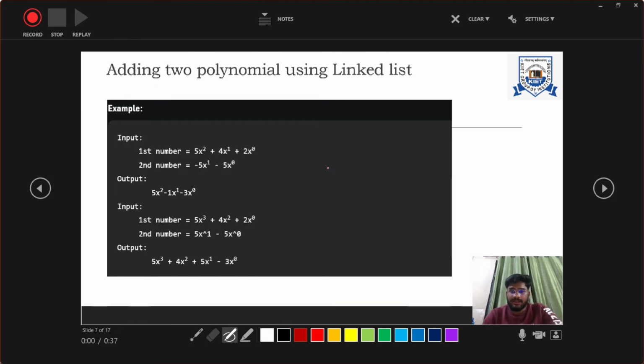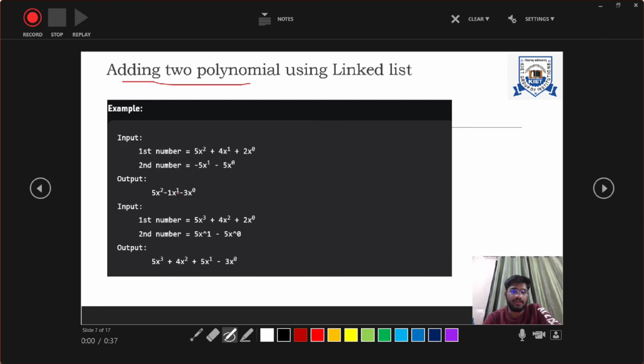Now let's get started with the application of polynomials. There are two operations we can do: the addition of two polynomials and the subtraction. So now we will get started with the addition of polynomials using a linked list. For an example, we have taken an input of two polynomials: 5x square plus 4x1 plus 2x0, and the second is minus 5x1 minus 5x0.